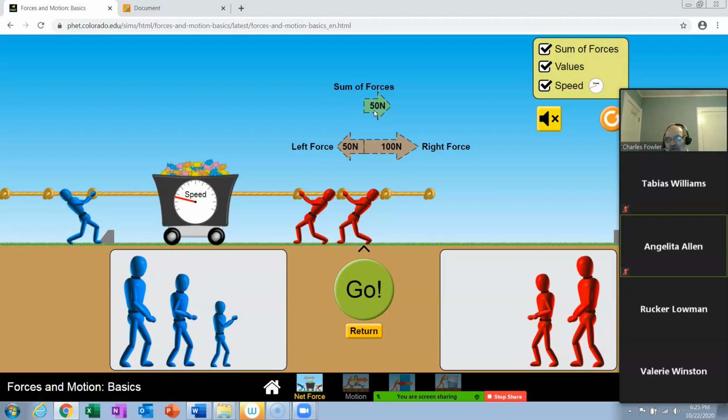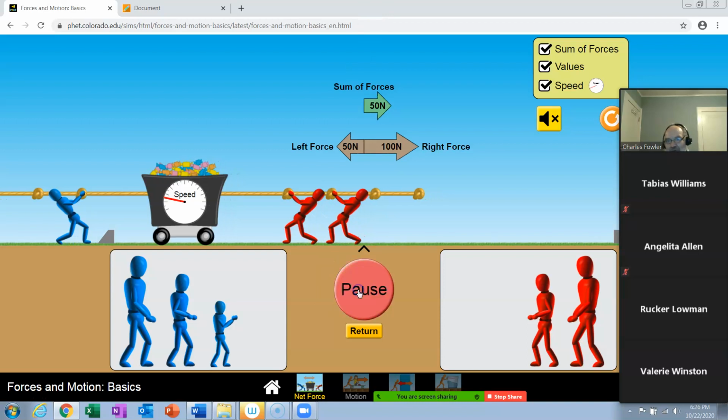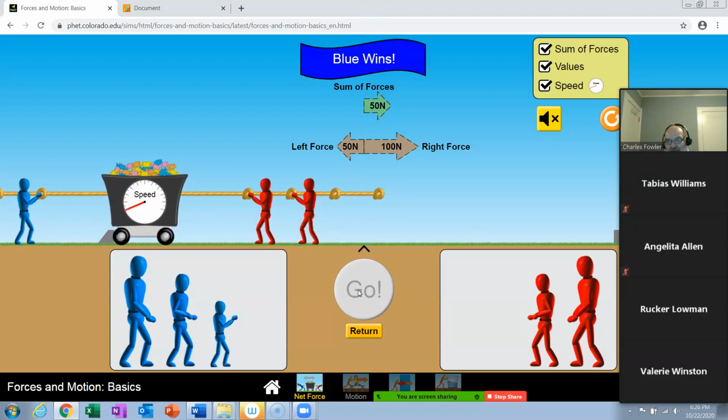Will there be an acceleration? Which direction? To the right. Does that mean the car is going to immediately move to the right? No, it's still going to go to the left, but at a decreasing speed because its acceleration is to the right. So let's see if that happens. Okay, I'm going to press go. Slow down, slow down, slow down. Uh-oh, I didn't allow it. Blue wins.